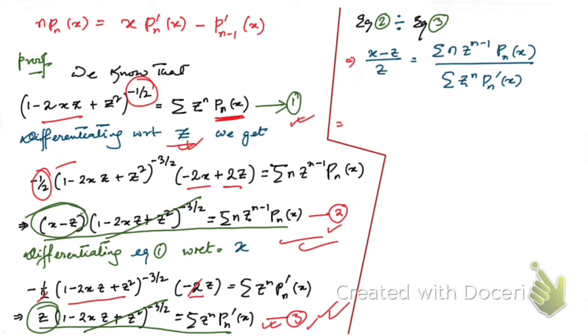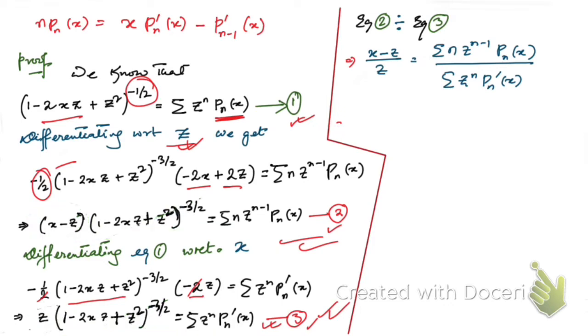So that means if you divide these two, just wait. Now if you multiply this z here, then this will be z to the power n, right? So after cross multiplication we get this result.